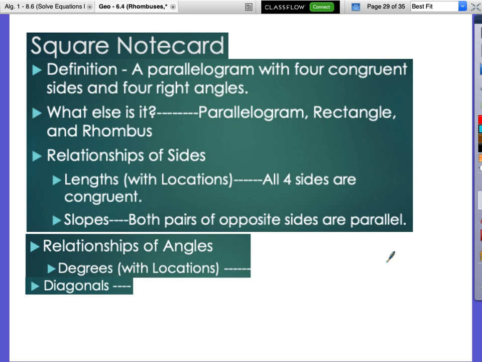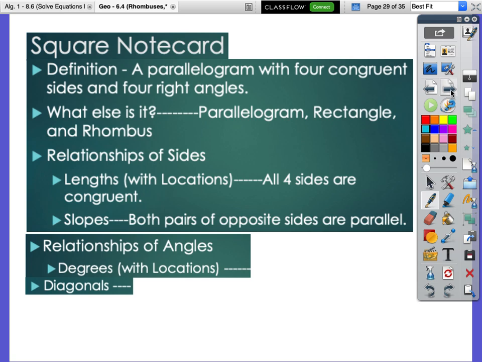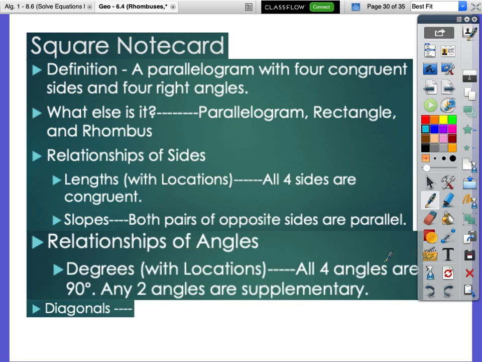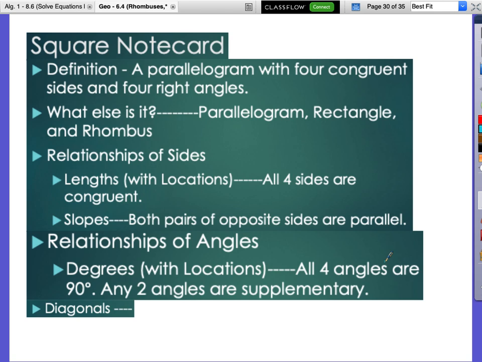Okay, relationships of angles. What do you know about all the degrees? It's about 70 degrees outside right now. It's supposed to be 81 today. What do we know about the degrees of the angles of a square? They all equal 90 degrees. Very good. All 4 angles are 90 degrees, and any 2 angles are supplementary.